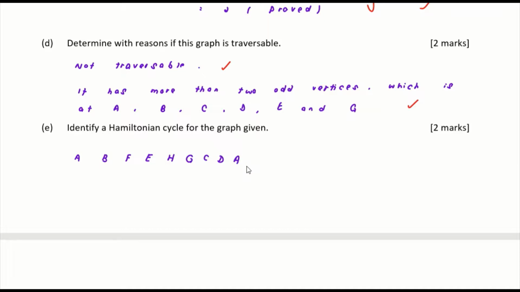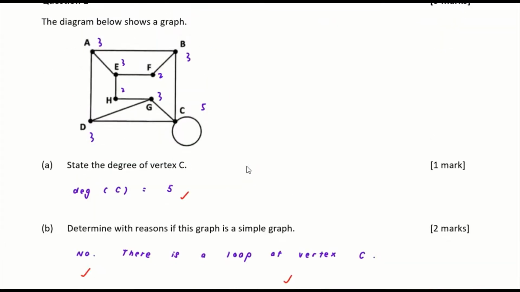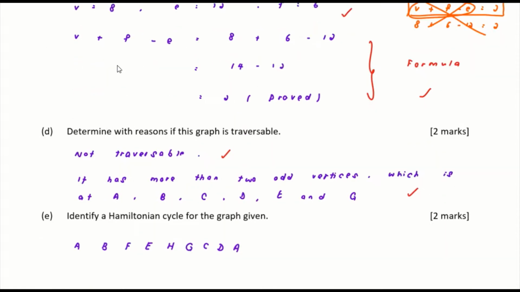So in this case, the route that I go through is A, B, F, E, H, G, C, D, A. Then I pass through all the vertices without repeating any of them, and I start and end at A. So how do you check it?